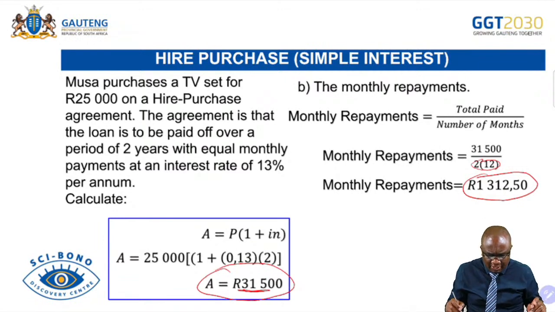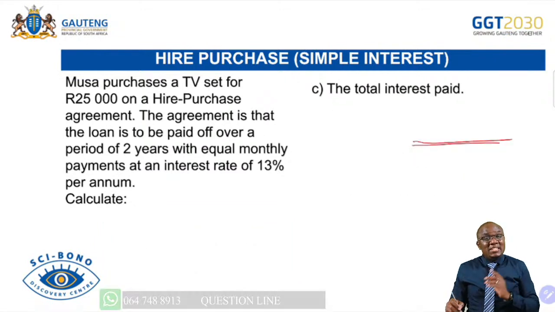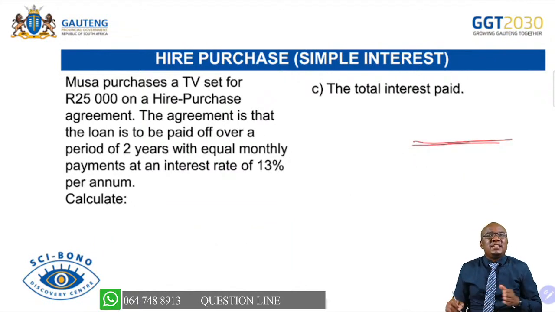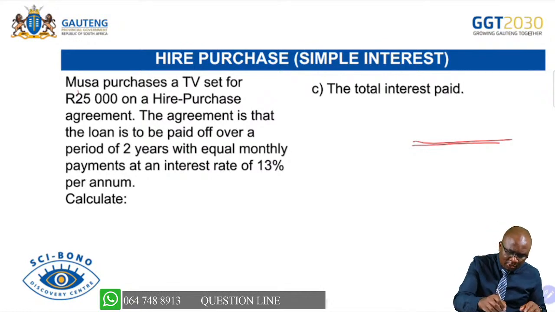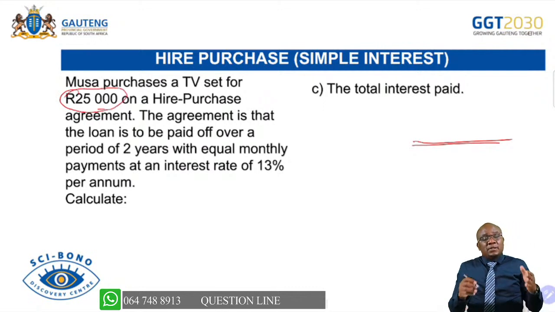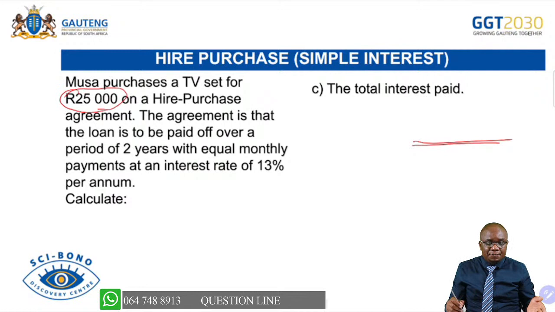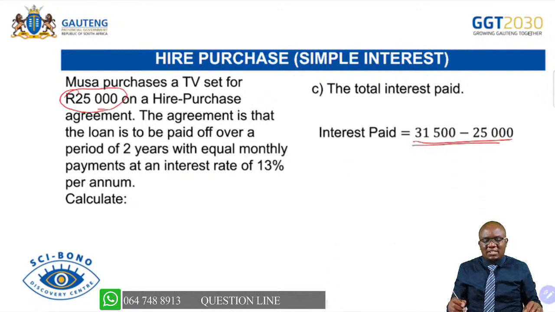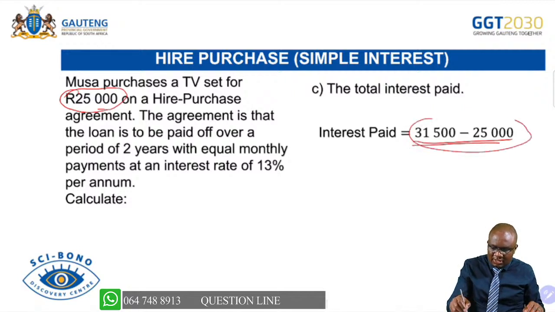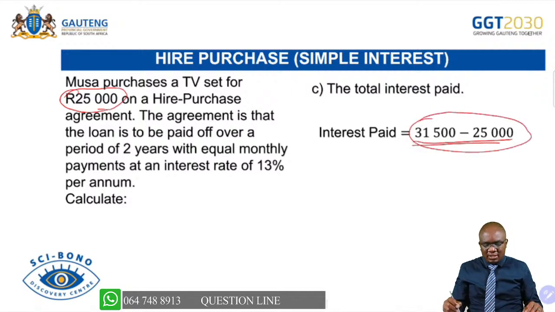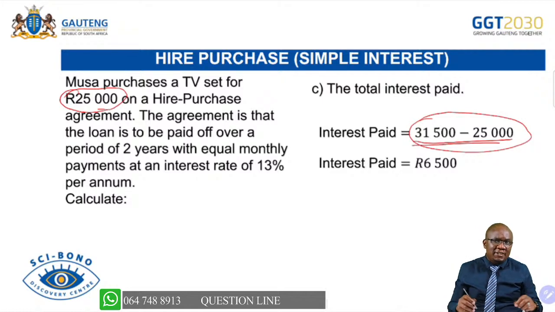Right. The second part. The total interest paid. This one is even easier than the second part. Now, you took a loan. It's like taking a loan. You pay 25,000, and then with interest, it became 31,500. So what was the interest charged here? It's 31,500 minus 25,000. The interest is actually 6,500. Okay? Right.